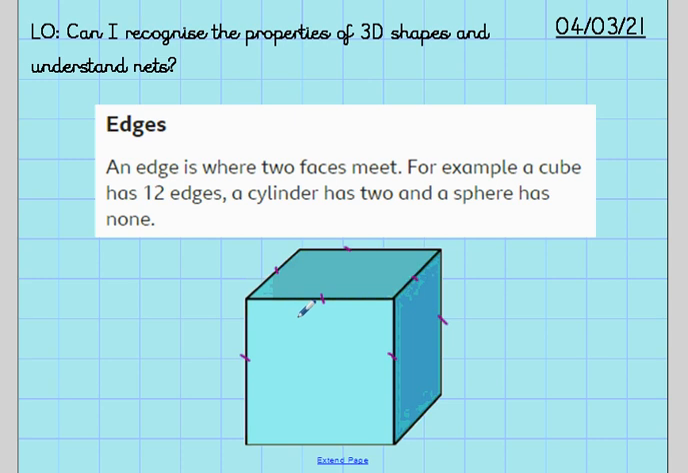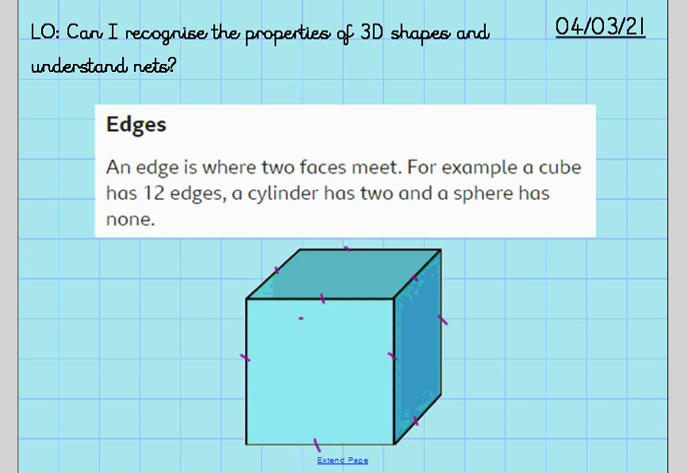We know there's going to be another one behind there. So another one that goes down there, and we know that's going to be there. And then we know we've got four more on the bottom, one here, one there, and two that we can't see. So the edges are where two faces meet. These definitions will be really important. Part of your work today is writing out these definitions. So, where two faces meet.